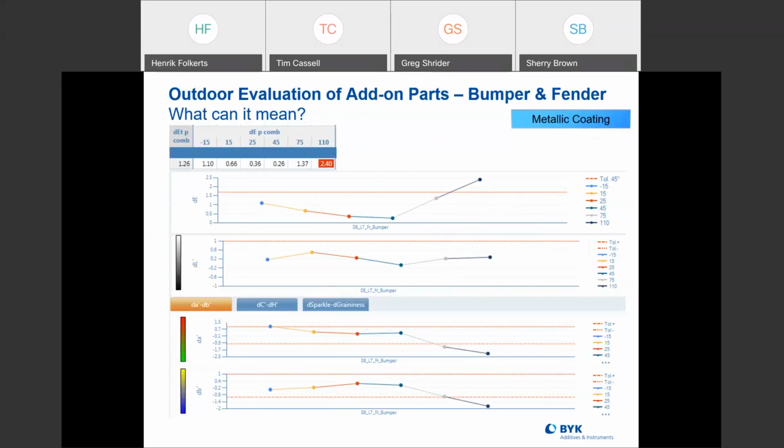So here with the situation I just told you, when I'm looking at the 15, I'm like, okay, this car looks great. And the other person looking at the 110 is seeing a 2.4 delta, and that's going to be a problem for him or her, and that's why we're going to see different things.